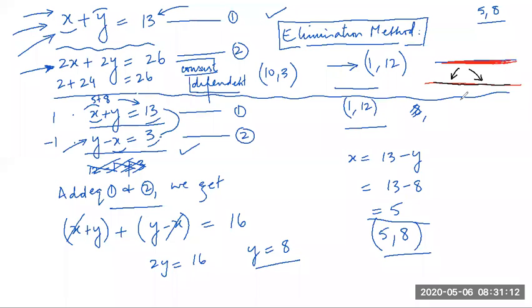All right, guys, thank you very much. So you also know where the elimination method is applicable. Obviously, the elimination method is applicable when the two lines are intersecting. Then only you find the common solution of both, and in this case it was 5 and 8. All right, guys, thank you very much.